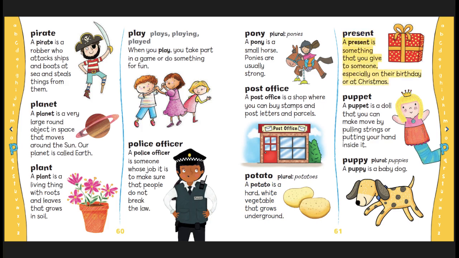Present. A present is something that you give to someone, especially on their birthday or at Christmas. Puppet. A puppet is a doll that you can make move by pulling strings or putting your hand inside it. Puppy. Plural, puppies. A puppy is a baby dog.